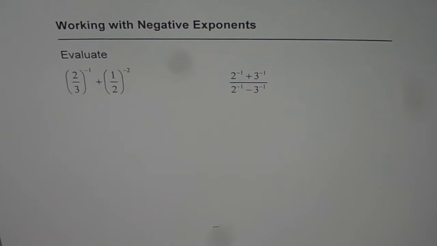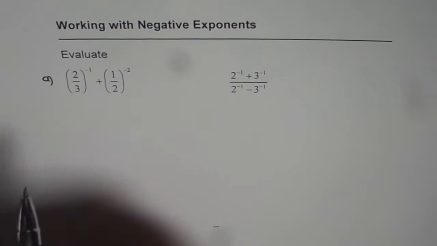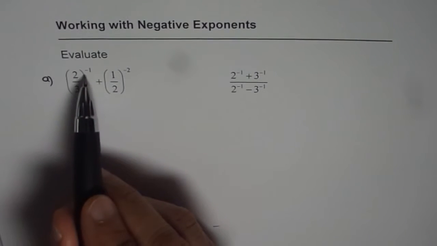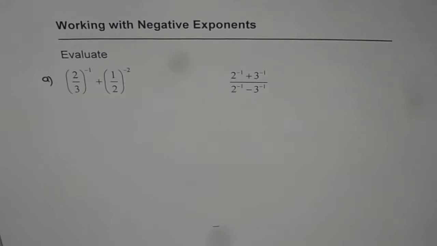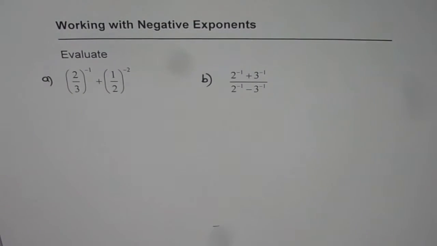Let us practice working with negative exponents. Negative exponents make the number reciprocal. Remember that. Here we have two questions for you. Question A is evaluate (2/3) to the power of minus 1 plus (1/2) to the power of minus 2, and part B is (2 to the power of minus 1 plus 3 to the power of minus 1) divided by (2 to the power of minus 1 minus 3 to the power of minus 1). I'd like you to pause the video, solve, and then check with my solution.